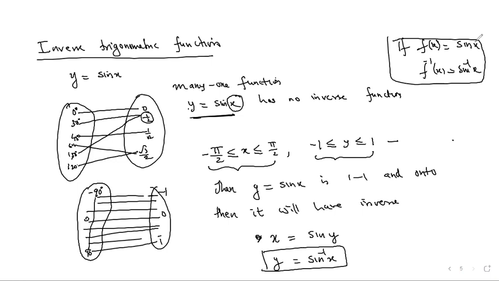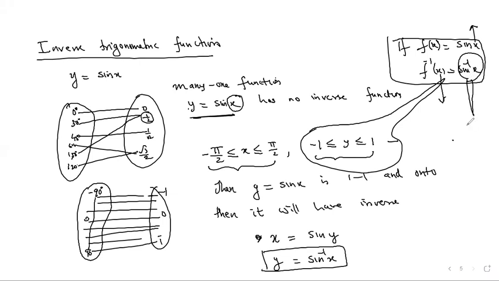In f inverse x, the value of x should be from minus 1 to plus 1, because in the inverse function the y coordinate and x coordinate get interchanged. And the value of sin inverse x is always an angle. It should be from minus pi by 2 to plus pi by 2. So can you explain the range and the domain part again? Which one? The range part.